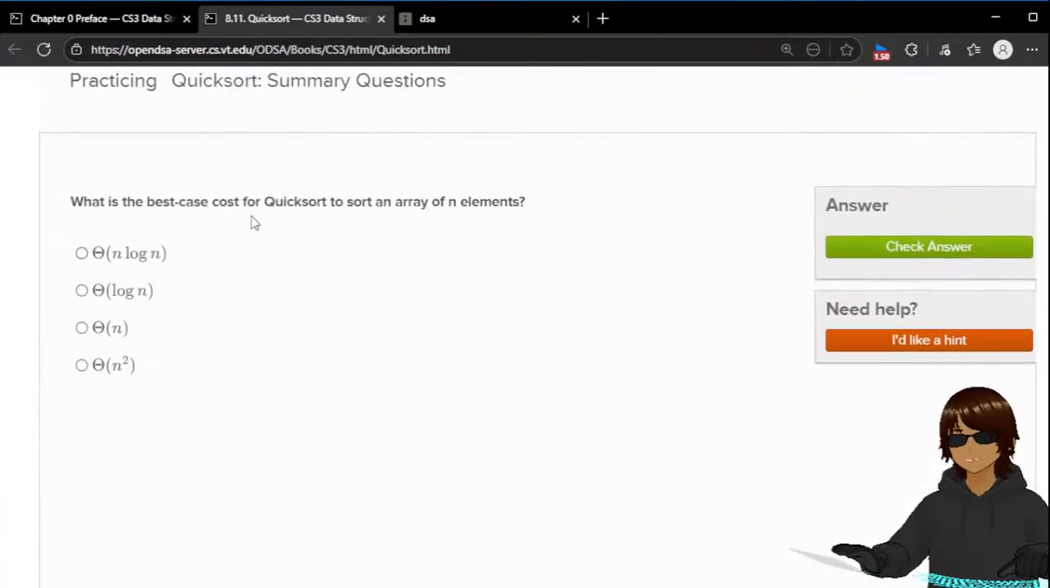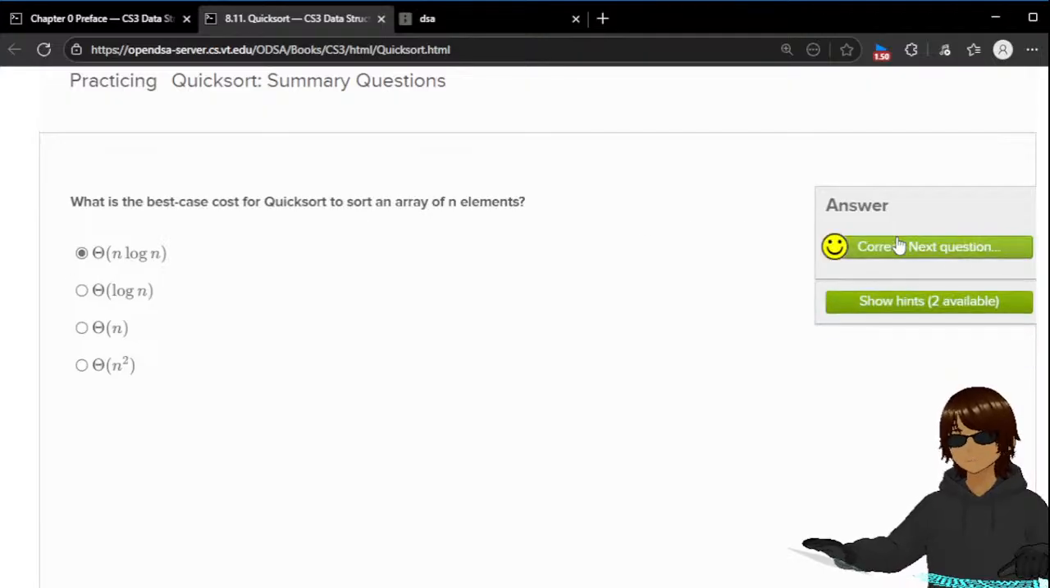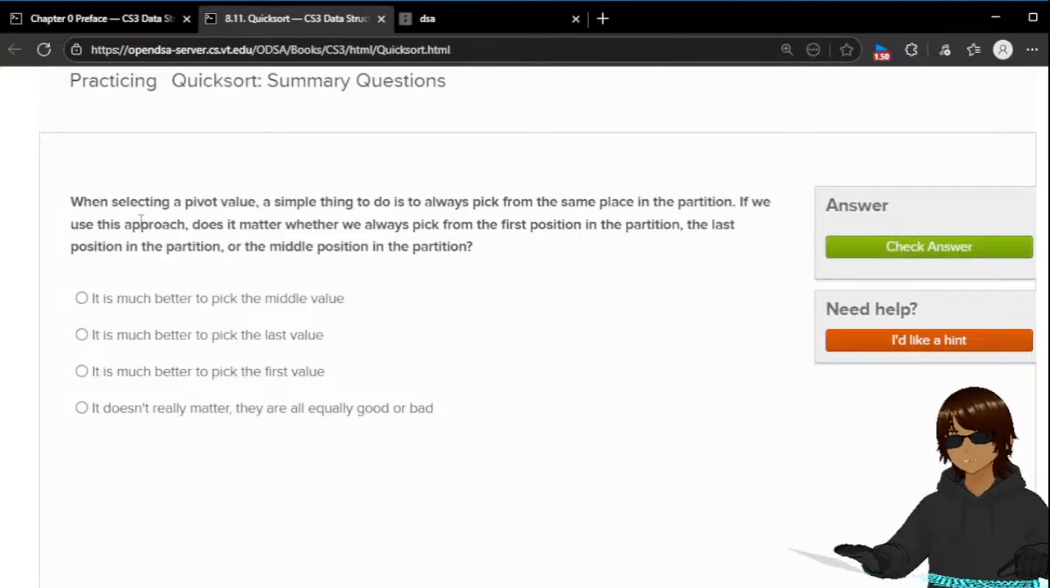What is the best case cost for quicksort to sort an array of n elements? Theta n log n. In selecting a pivot value, a simple thing to do is to always pick from the same place in the partition. It doesn't matter whether we always pick from the first position in the partition, the last position, or the middle position. It's much better to pick the middle.